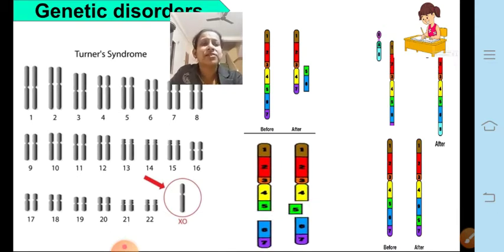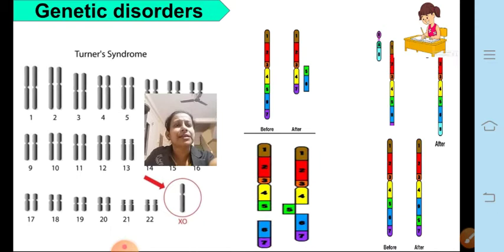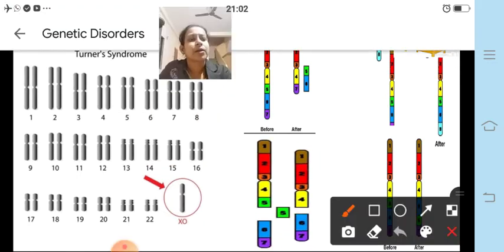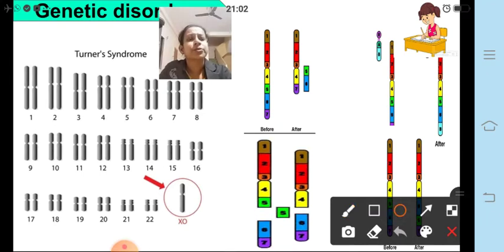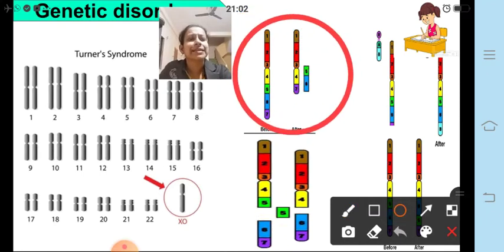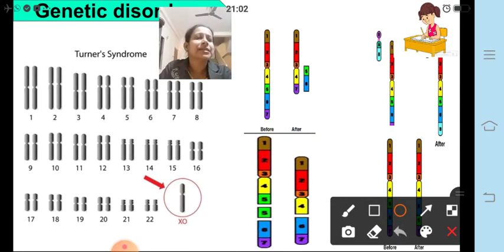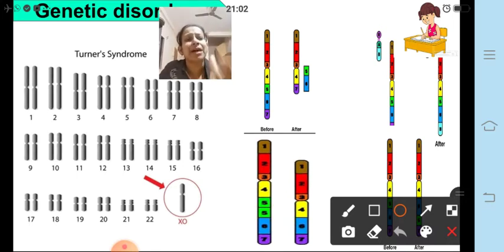The first one is deletion. That means one part of the chromosome is getting deleted. You can see in the first picture that it is getting deleted, and therefore the chromosome length has decreased, and because of this there will be a problem. Then here, this is translocation. Translocation means one part of the gene is getting translocated to some other place.